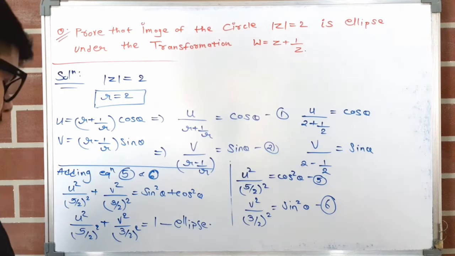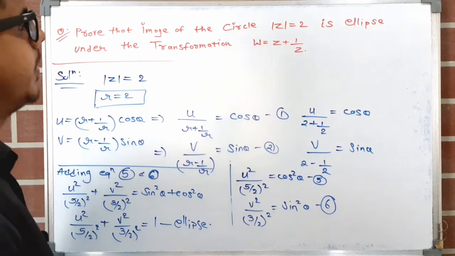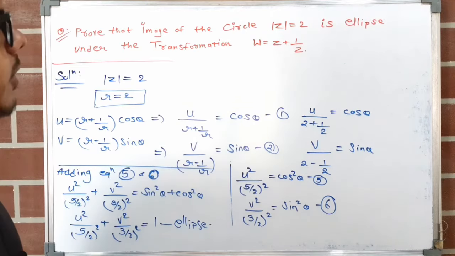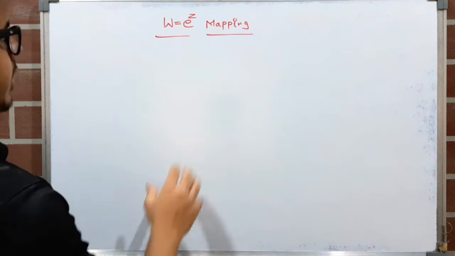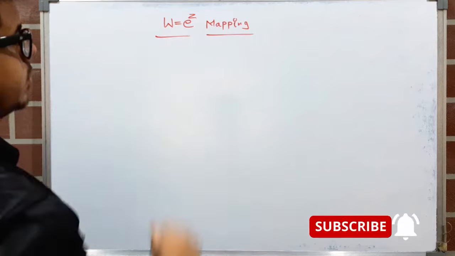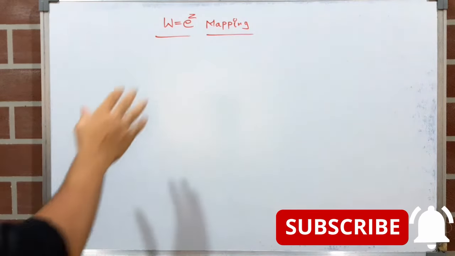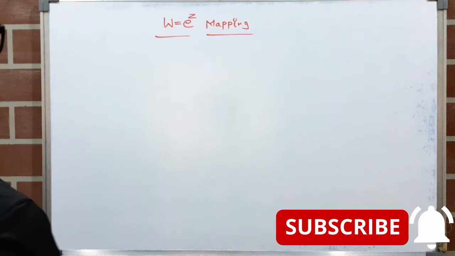So now we will move towards today's topic, that is the third special type of transformation, W equals e raised to z transformation. Okay. So now we will see today's topic, that is the W equals e raised to z mapping. This mapping is also known as exponential mapping. Okay. So now we will derive it.